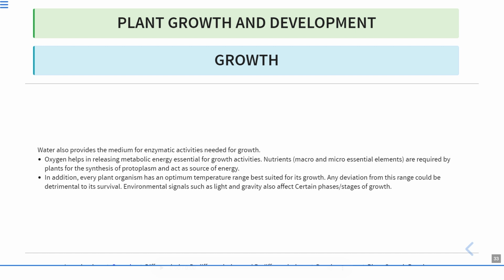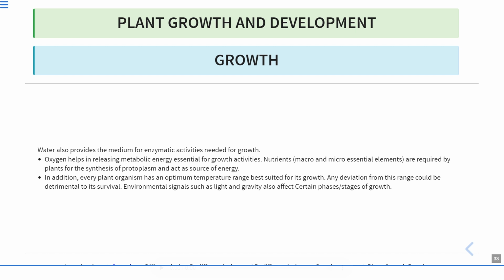It is important in the same way as it is important for the macronutrients, and they are required by the plant for the synthesis of protoplasm and act as a source of energy. So these nutrients are very, very important. Without them, the protoplasm will not get synthesized. You all know that protoplasm is the living component of the cell.